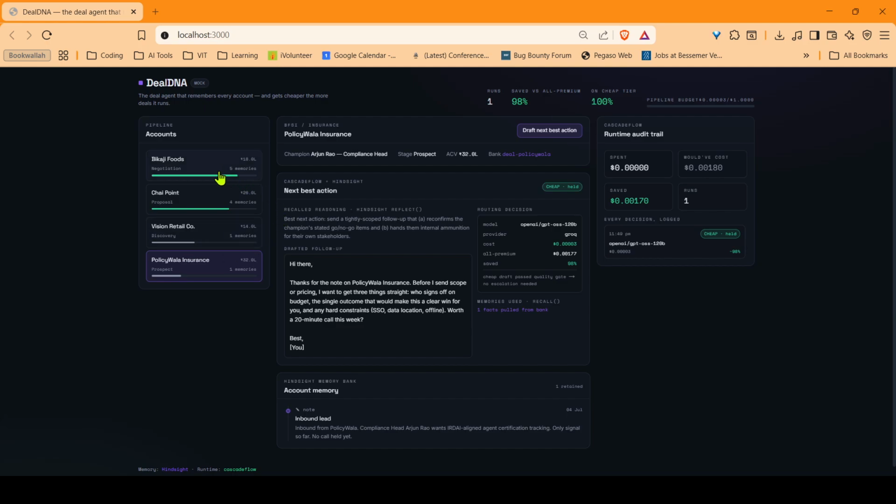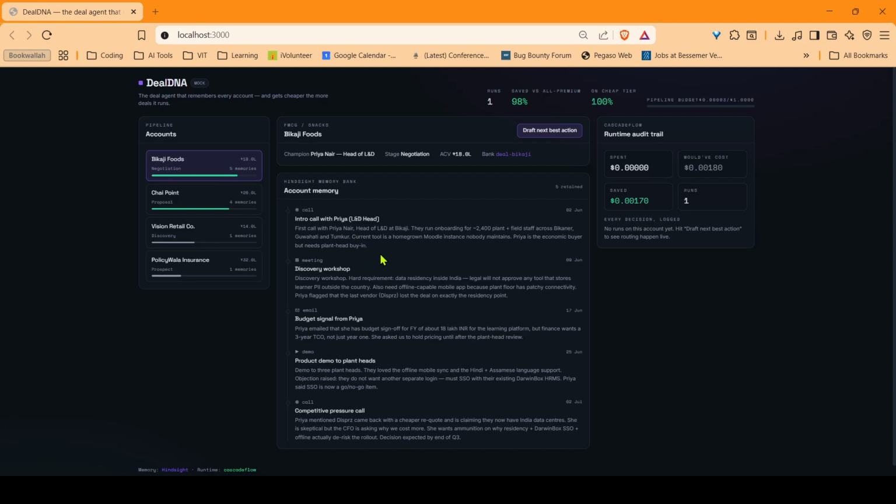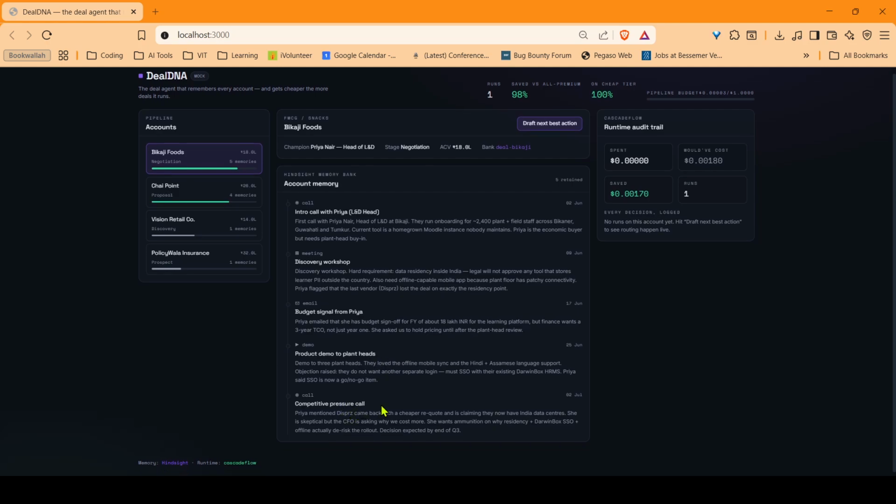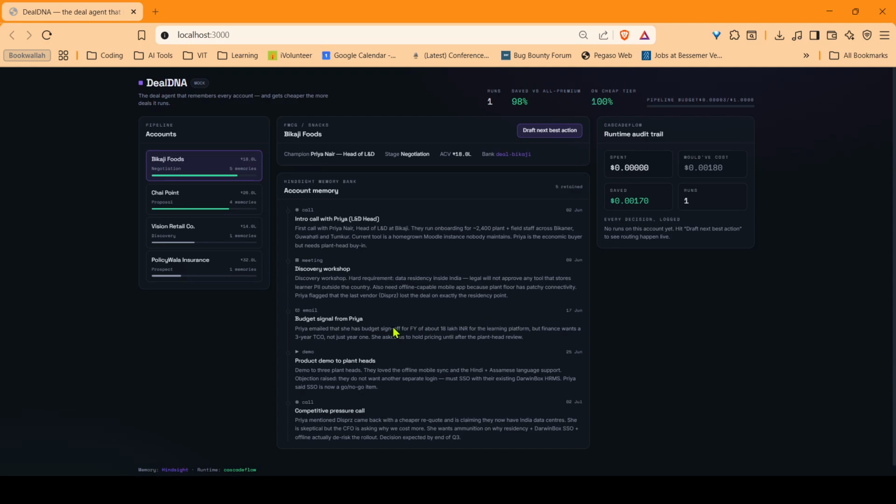Now, let's look at BKG Foods, for example. We're at the negotiation stage. There's already been an intro call, a discovery workshop, a budget signal, a product demo, and also a competitive pressure call because they had another competitor pitching the same idea to them with a cheaper quotation. So there's a certain bit of complexity here. And these five interactions are saved into the account's memory. Every one of these got written into Hindsight.